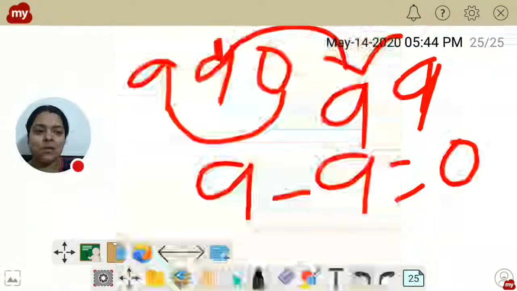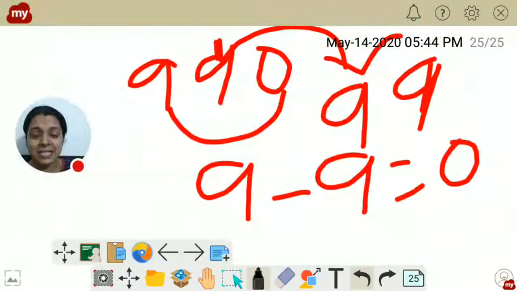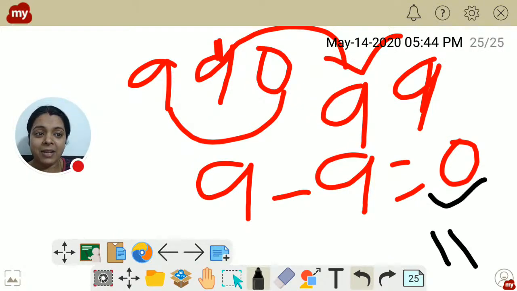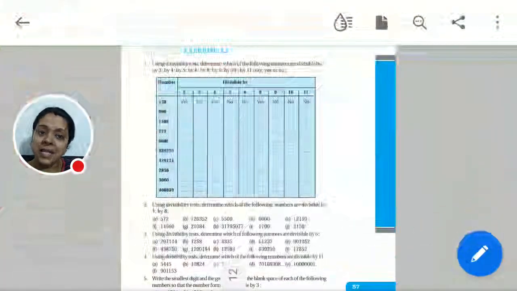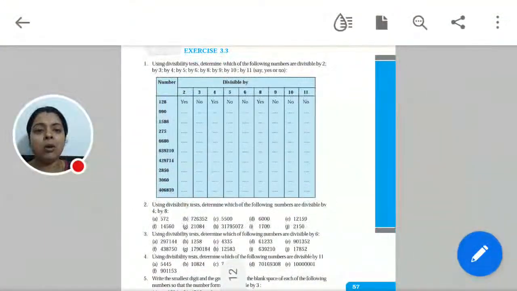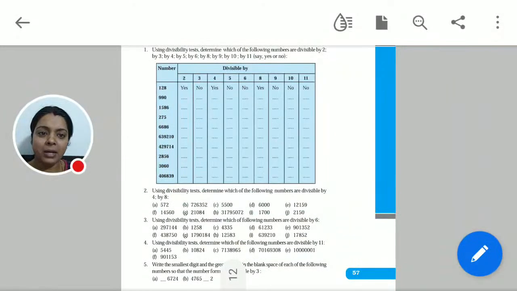If it is 0, what will happen? The rule of 11 says that if the subtraction answer comes 0 or 11, the number is divisible by 11. So here we found the answer 0. So if it is 0, undoubtedly yes. So you have to apply all the rules and go for question number 1.